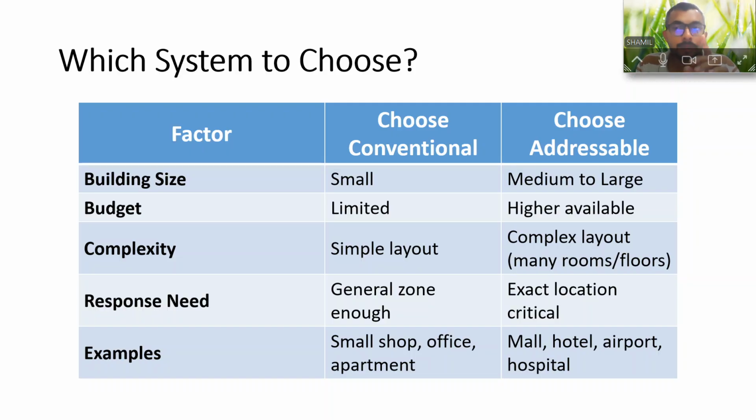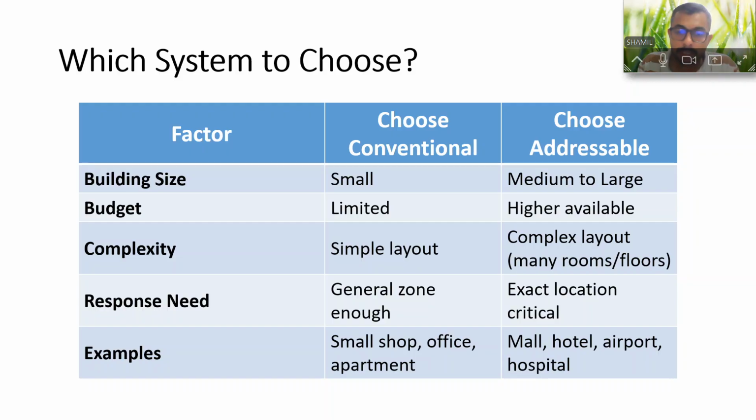Budget-wise, if you have a low budget, then you can choose conventional. But if your budget is available and higher, then you can go for an addressable system. Complexity: conventional is suitable for simple layouts, but addressable is advantageous for complex layouts, that is, if there are many buildings in a compound, or many rooms and many floors. For those complex layouts, an addressable system is better.